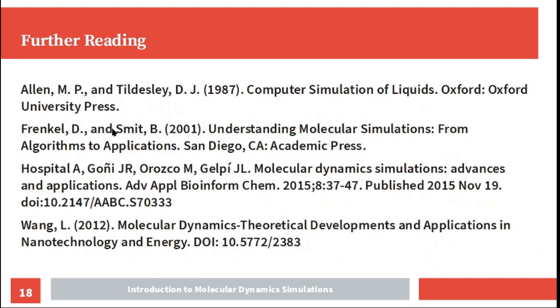Here is some more further reading. We do not expect you to read all this material, but this serves as a reference just in case sometime later you want to refer to something related to molecular dynamic simulations. You can refer to these resources. So first two of these are standard textbooks. They are very good textbooks about molecular dynamic simulations.